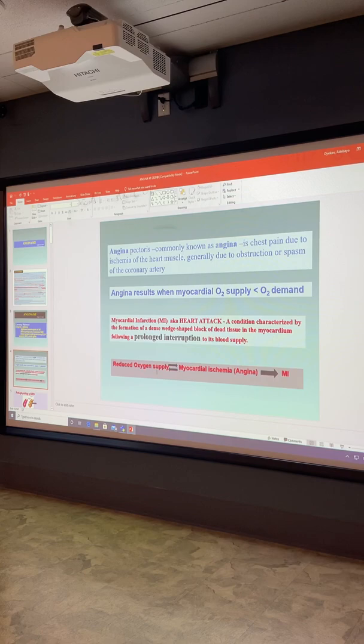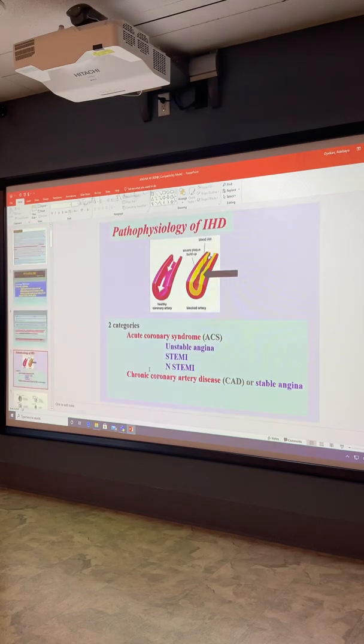So when you have reduced oxygen supply, it can cause ischemia. At the stage of ischemia, it is reversible. But once it progresses to myocardial infarction, this is not reversible. So that's the meaning of the forward arrow. Once it goes to myocardial infarction, it's a one-way track. But when it's still in the ischemia or the angina state, it could still be reversible.